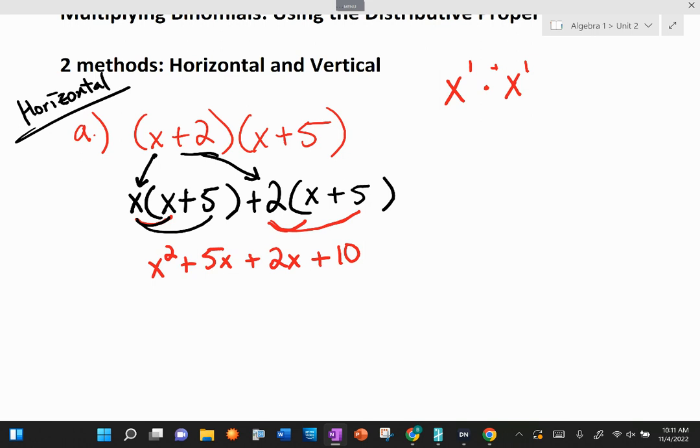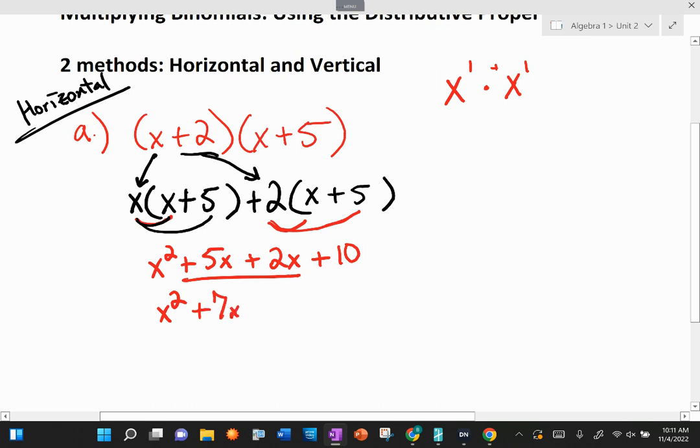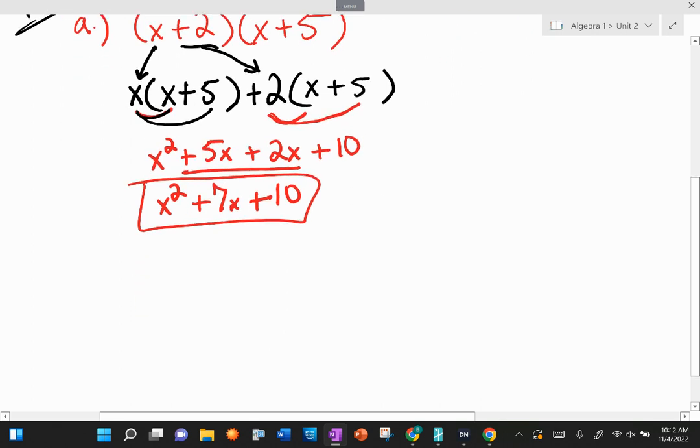Both are acceptable. Okay. X squared plus 5x plus 2x plus 10. We can combine like terms. So I'll bring down the x squared. I can combine 5x and 2x into 7x. And then I will tack on the constant at the end. So your final answer should be x squared plus 7x plus 10. We need to focus a little more, please.